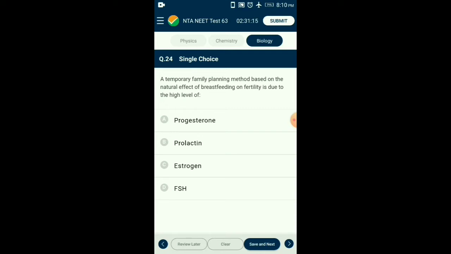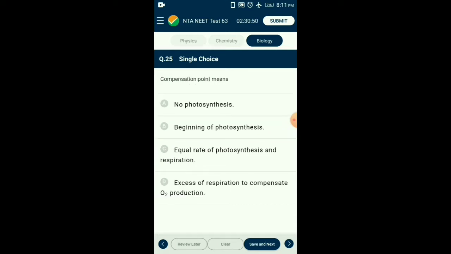Estrogen also helps regulate the menstrual cycle, controlling the growth of uterine lining during the first part of the cycle, and also controls secondary sexual characters in females. Follicle stimulating hormone helps control the menstrual cycle and stimulates the growth of eggs in ovaries. So the answer for this question is option B, prolactin. Question number 25.